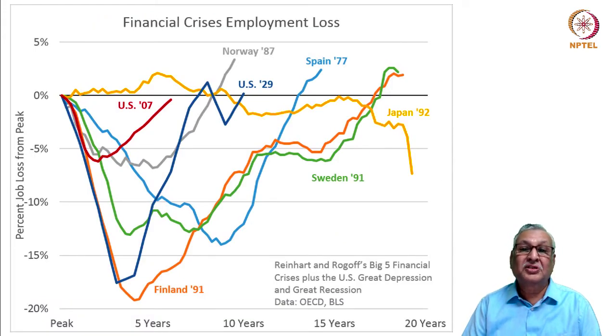Financial crisis always leads to economic loss. This is a very potent chart which showed how employment changed when different types of economic or financial crisis hit different countries. Finland in 1991, US in 2007, US in 29, Sweden in 91, Spain in 77, Japan in 92 were all affected by the financial crisis, and you can see the job losses that happened, percent job loss from the peak.